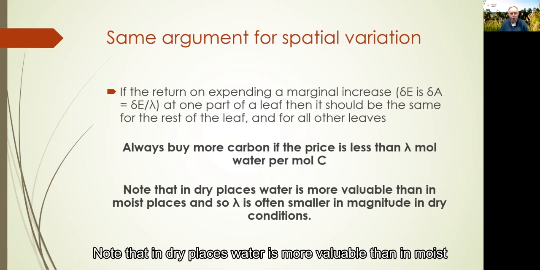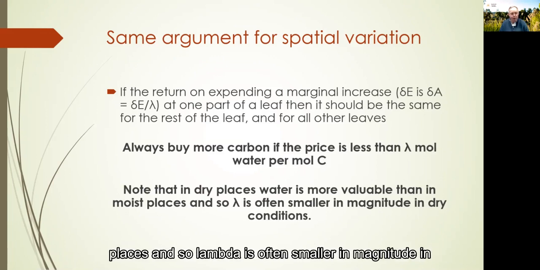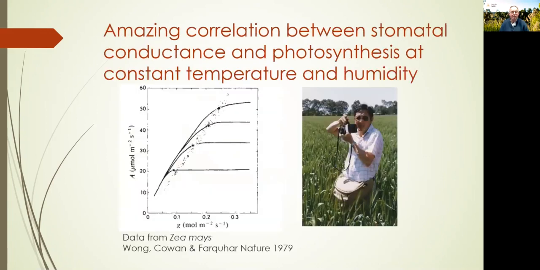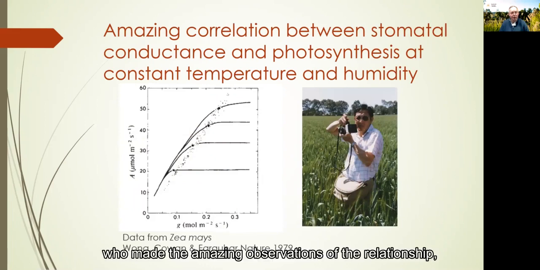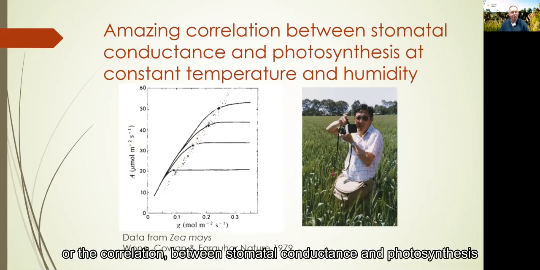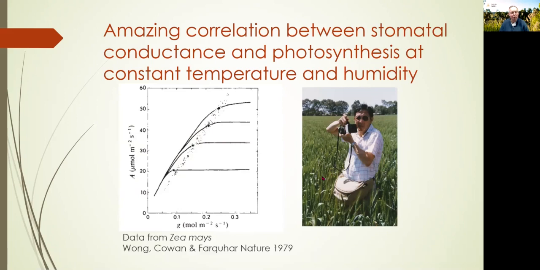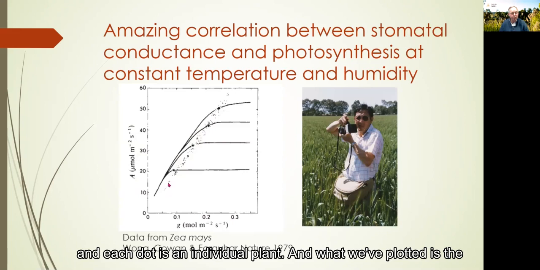Note that in dry places, water is more valuable than in moist places, and so lambda is often smaller in magnitude in dry conditions. Here's a picture of Chin Wong, who made the amazing observations of the correlation between stomatal conductance and photosynthesis at constant temperature and humidity. This is data on Zea mays, corn, a C4 plant, and each dot is an individual plant.